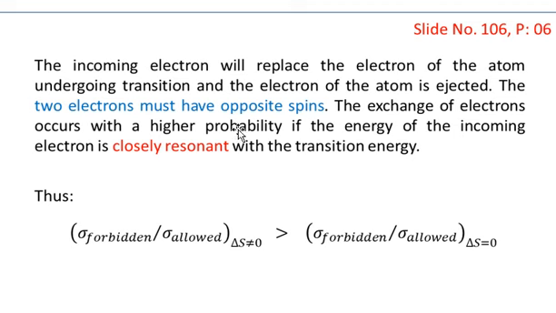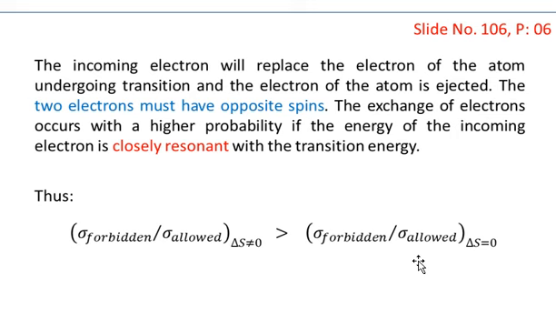So we can have a higher probability for this reaction to occur if the electrons in the incoming beam have an energy very closely related to the resonant energy of the transition. Thus, we can write that the ratio of sigma forbidden to sigma allowed for the case of delta S not equal to 0 is greater than the same ratio when delta S is equal to 0.